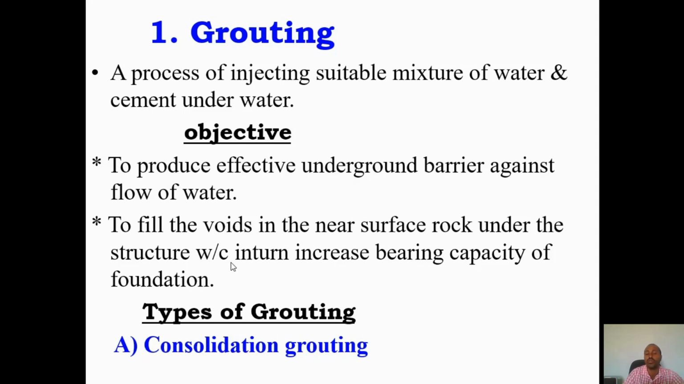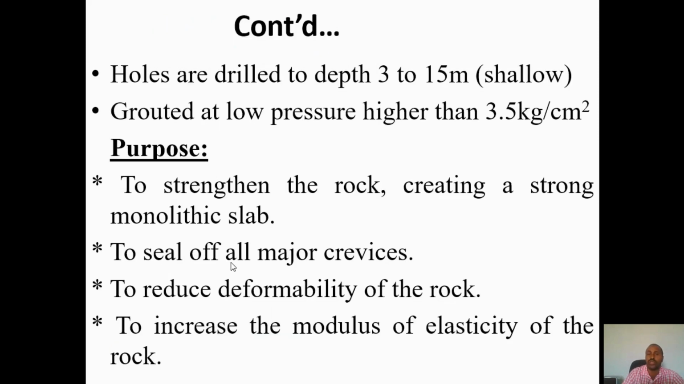The first one is consolidation grouting. Just consolidation, make it consolidated. Holes are drilled to a depth of 3 to 15 meters, which is shallow, and then grouted at low pressure, not higher than 3.5 kilogram per centimeter square. So with low pressure, you will grout the foundation with that mixture of cement and water. Then finally, you are going to make it consolidated so that the settlement will be minimized.